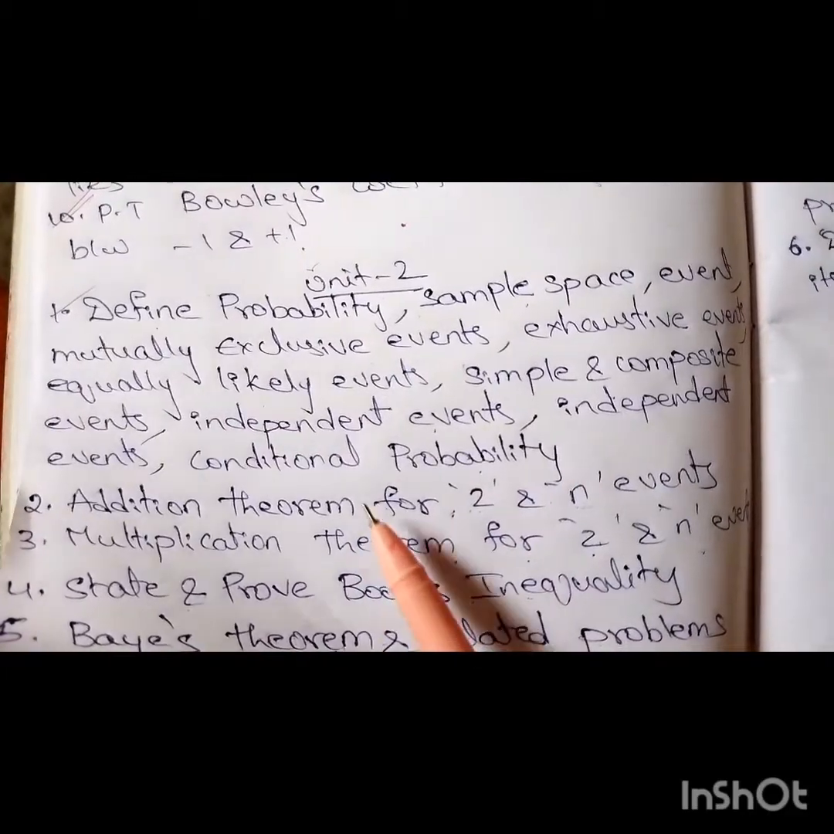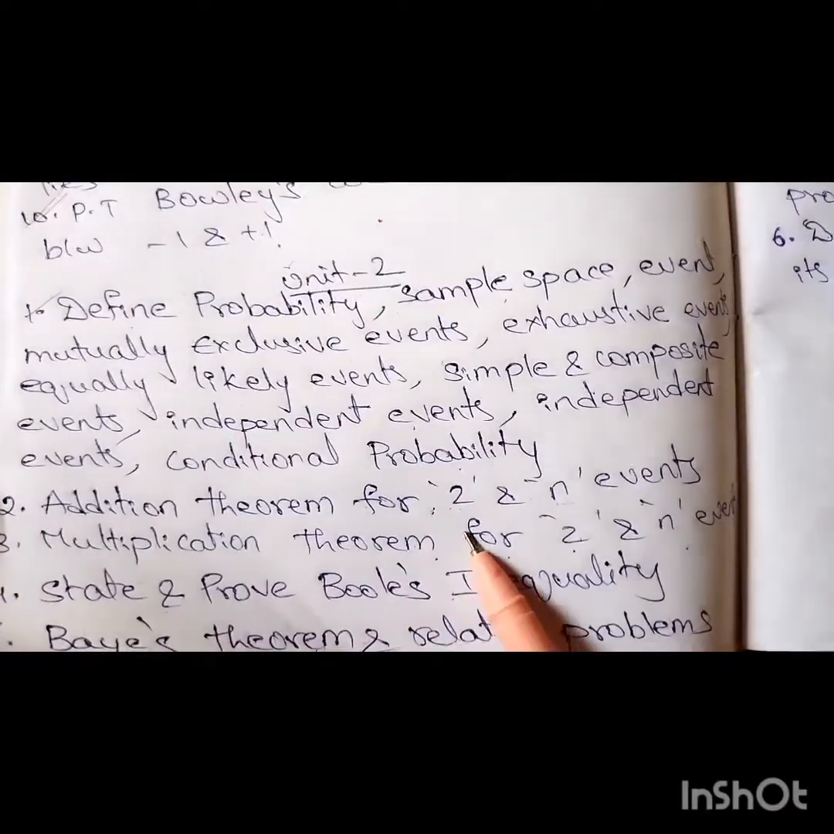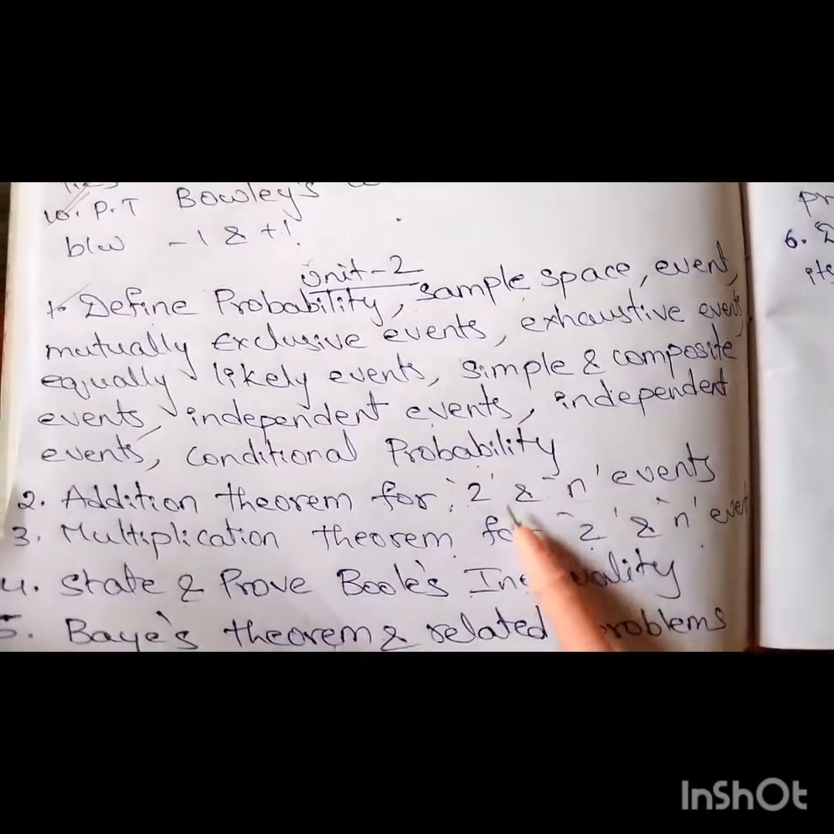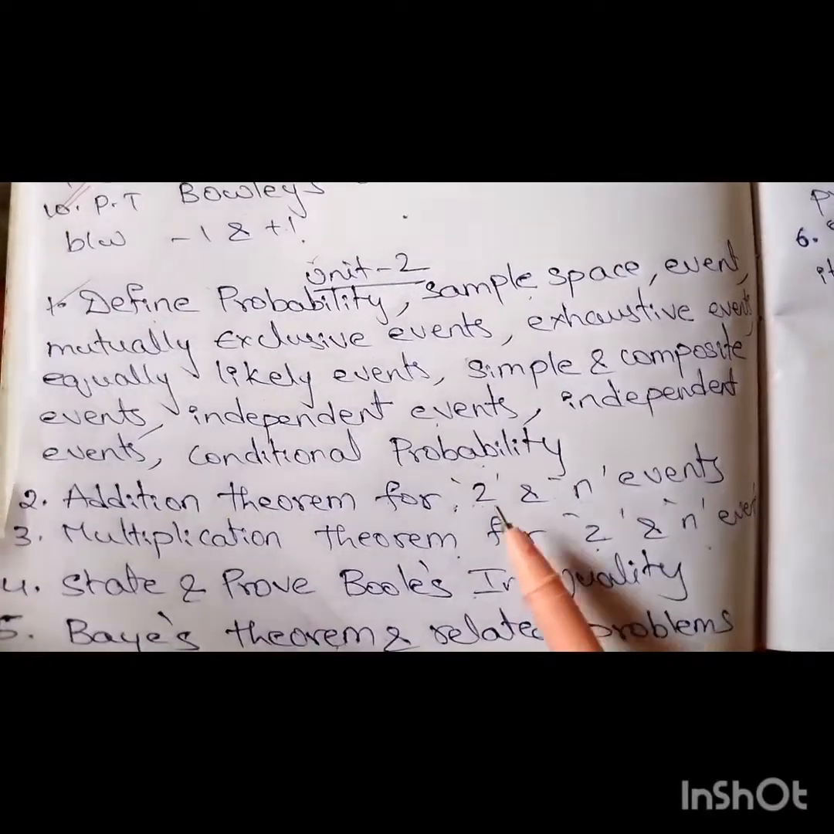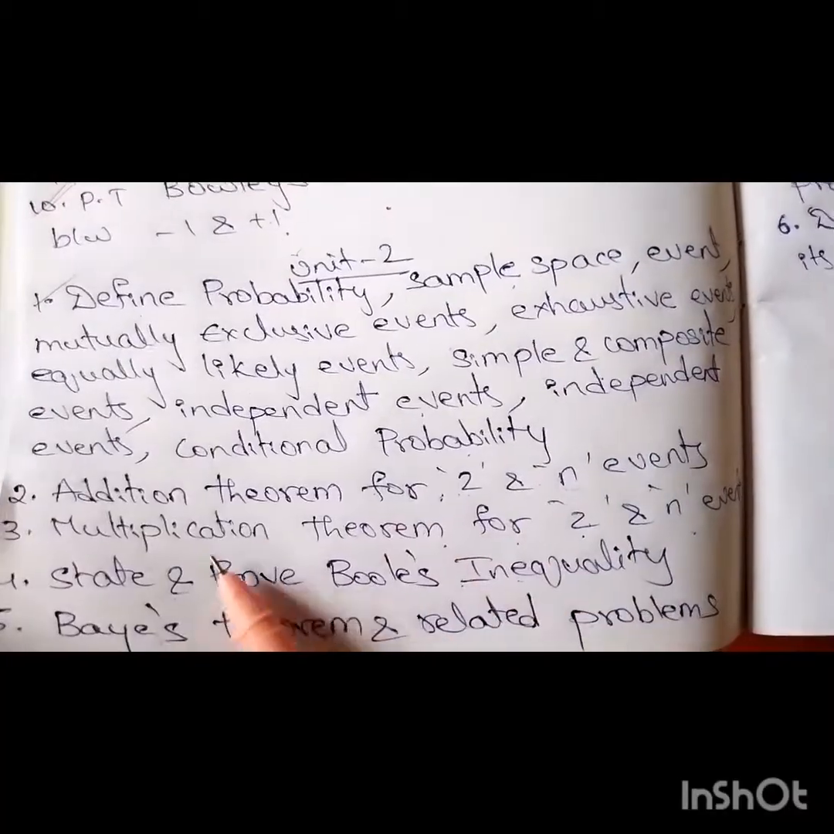They might ask you this for a long answer: addition theorem, state and prove addition theorem for n events; state and prove multiplication theorem for n events. So these two you may get for long answer. If they ask for short answers, they may ask for addition theorem for 2 events, multiplication theorem for 2 events.